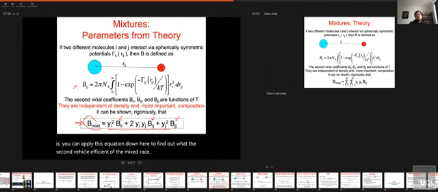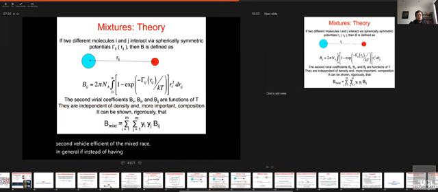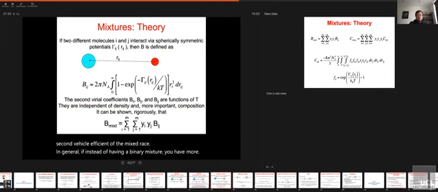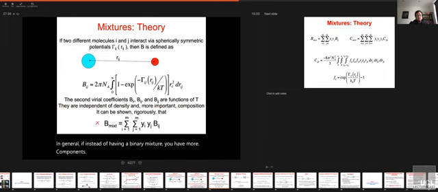In general, if instead of having a binary mixture, you have more components, the equation to use is the one down here. It's just an extension of it. But see the beauty of it. Simply by knowing how two molecules interact with each other, you can extract the second virial coefficient for very complex mixtures. But you need to know those potentials.